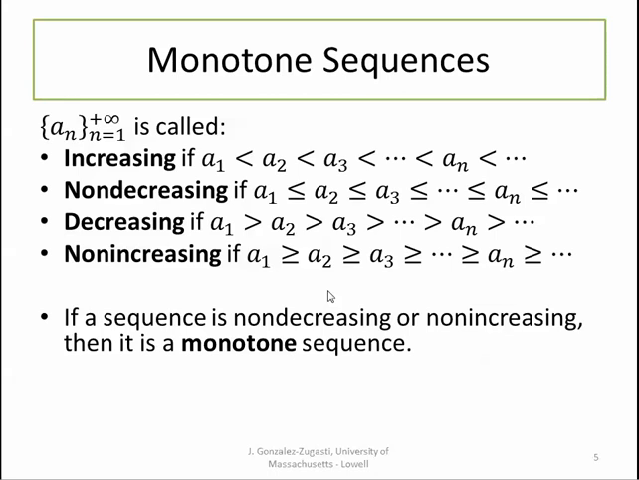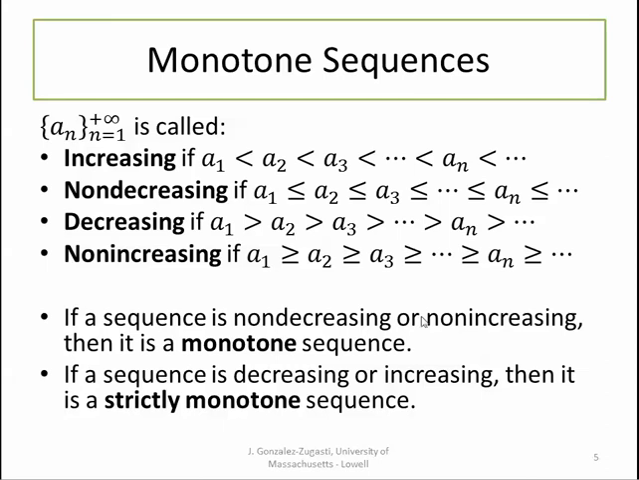If a sequence is either non-decreasing or non-increasing, which includes all 4 of these cases, then we say it's a monotone sequence. If the sequence is increasing or decreasing, so there's no equal sign here, then we say it's strictly monotone.